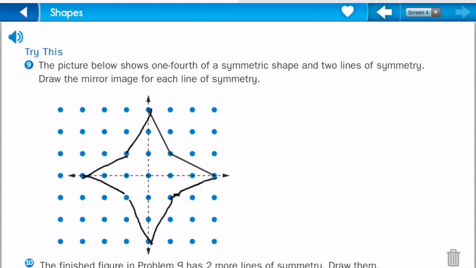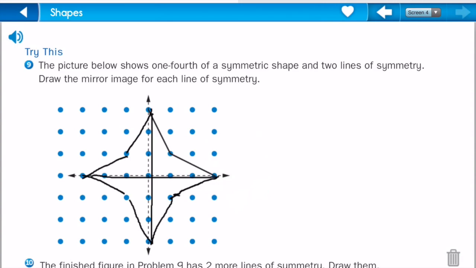Now, let's figure out what the 2 lines of symmetry are. So I could either fold it this way across this dotted line and it would match up, but then I could also fold it vertically and it would also line up. So this special shape has 2 lines of symmetry, so we were able to draw them.